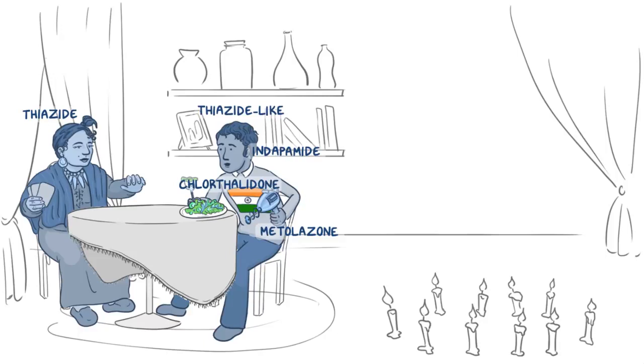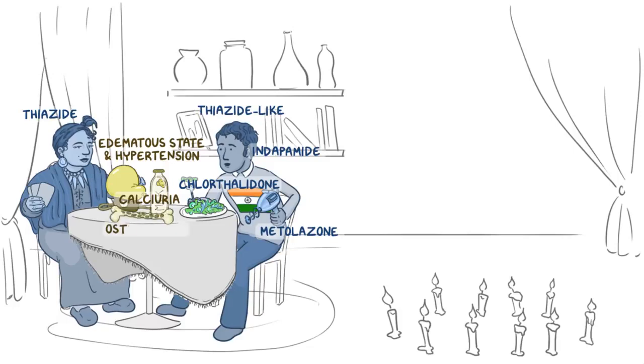First, instead of a crystal ball, the psychic is using a water balloon sitting on top of a blood pressure cuff, which represents the edematous state and hypertension. Next, there's a milk bottle with a kidney stone, representing calciuria, and a bone full of holes, representing osteoporosis. Finally, there's a sippy cup for diabetes insipidus.